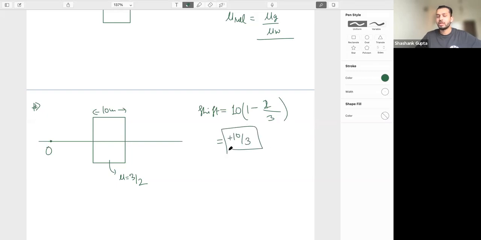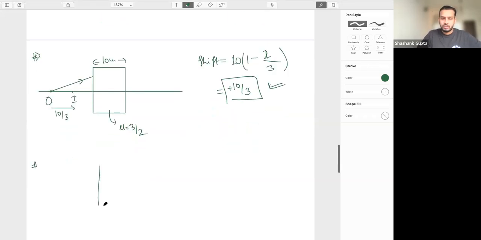Now understand. If the shift calculated by the formula which we studied comes out positive, it means the shift will happen in the direction in which the ray is going, the direction of the incident ray. Keep this in mind. So in this case, the shift will happen here, which is 10 by 3. So this is my final image.